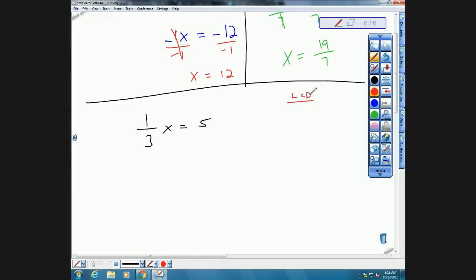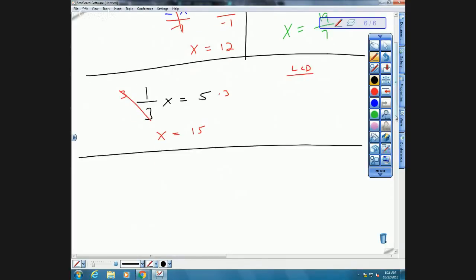But the least common denominator is the smallest number that 3 will divide into, or if you had multiple ones, that all of them divide into. If you multiply an equation by the LCD, it'll make all the fractions go away. We don't like fractions, so the first step when we see a fraction is to multiply by the LCD and make all the fractions go away. So here, if I multiply this one by 3, the 3's cancel out, and I get x equals 15.